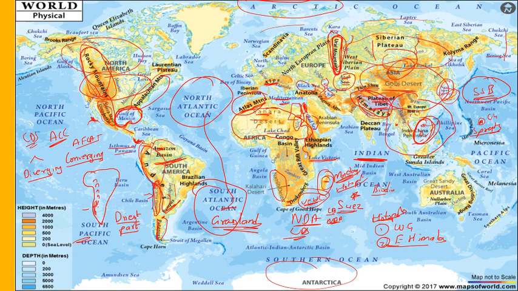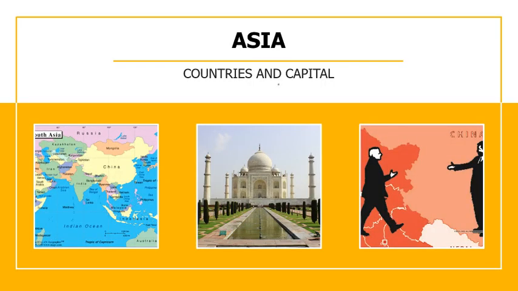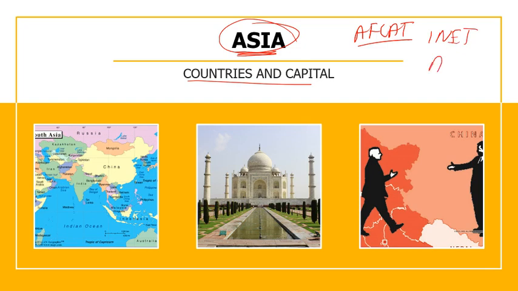So this is called a physical map. The Indian map, we'll see in detail again in the upcoming slides. Let us go and understand what Asia is all about, the countries and capitals. If you are writing an exam like AFCAT or INET or ACC, definitely there will be direct questions on the capital of some countries from Asia.